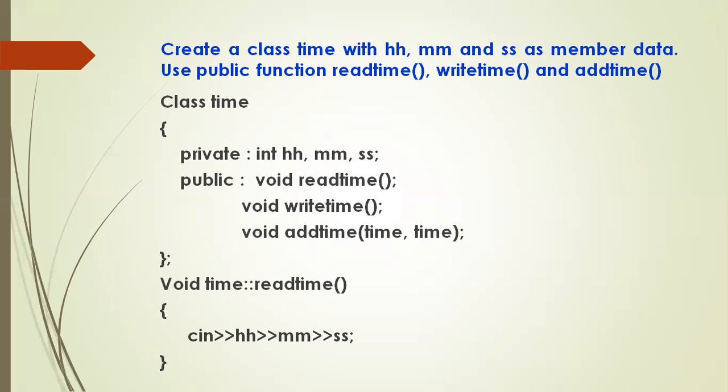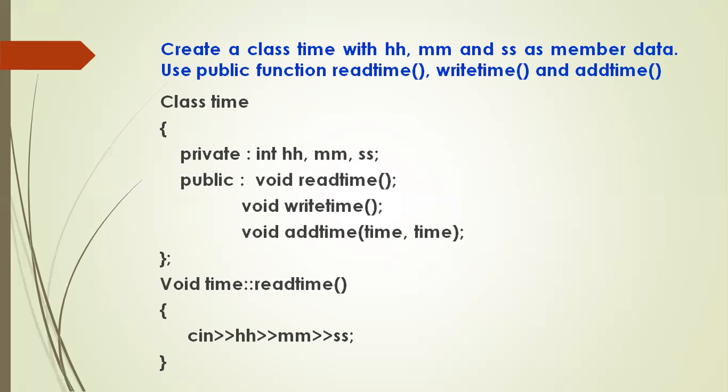Under the access specifier private. Under the public, in this program, we have three different functions: read time, write time, and add time. Similar to the previous example, where we have read complex, the class name there was complex. Here the class name is time. So void add time, time comma time.